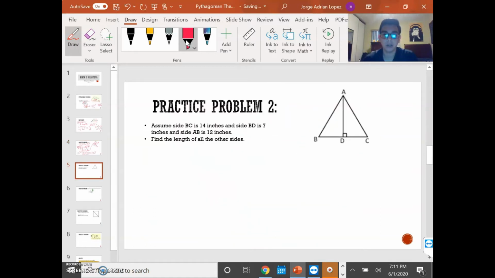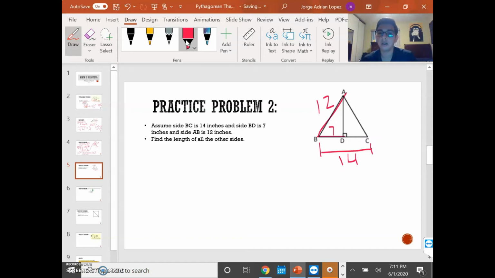Alright, so assume side B and C is 14 inches. So here's B to C, and it's 14 inches. And side B to D is 7. Alright, so B to D, which is right here, that's 7. And side A to B is 12 inches. Alright, so find the length of all the other sides, all right?